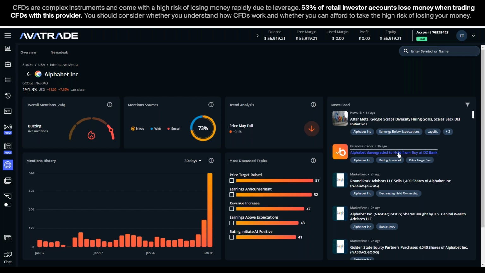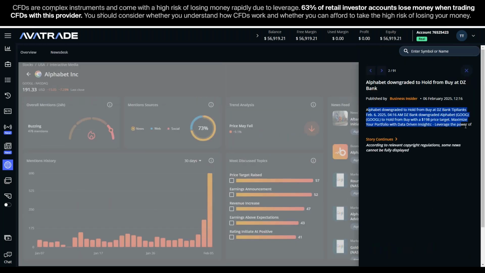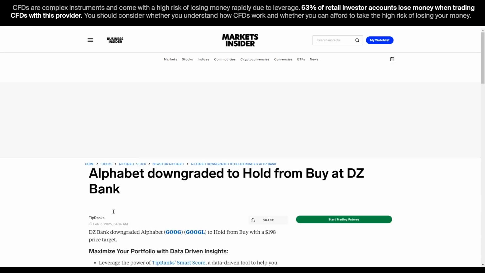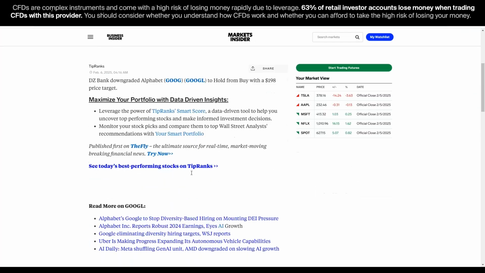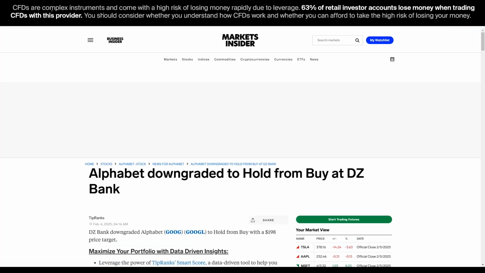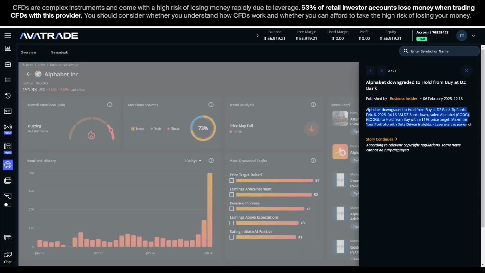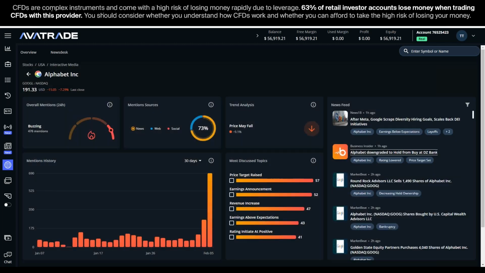So you could click this link. Maybe they explain why. Okay, there's a summary there. You could click story continues and get the whole article. And here you can read, why did they downgrade them? Perhaps there's an explanation there that will help you decide whether you want to sell on Google with that signal recommendation here. Okay, after Meta, Google scraps diversity hiring goals, scales back DEI initiatives.